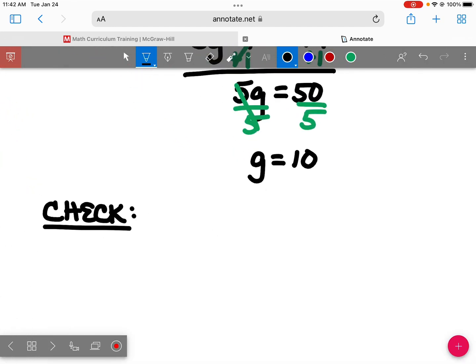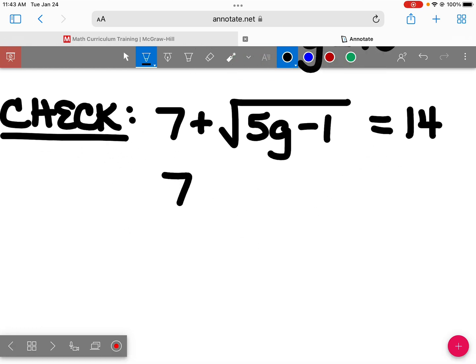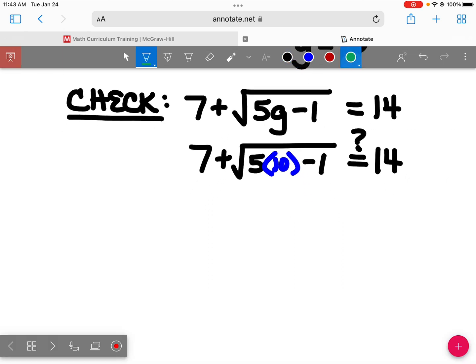My original equation is 7 plus the square root of 5g minus 1 equals 14. What are we going to put in the place of the g? We're going to put 10 in the place of g. If it's a valid solution, I should get 14 over on the left.